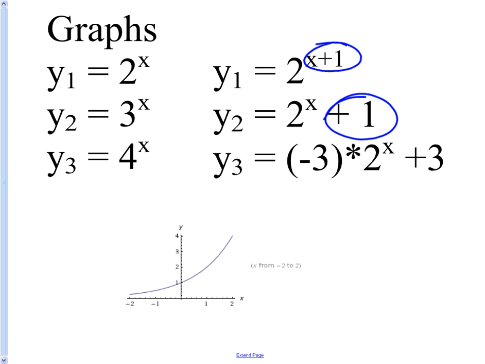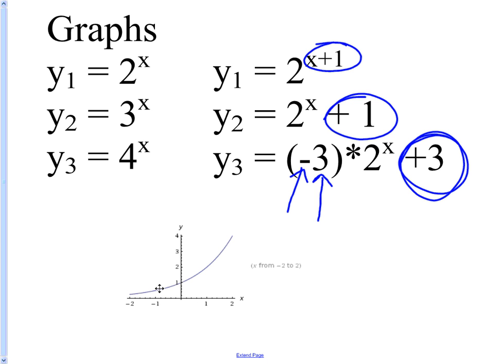That would move the whole graph where? Up 1. What would this do to the whole graph? Up 3. What would the 3 of that do? Stretch it 3 times taller, and what would this negative do? Flip it which way? Up, down. Okay, so all of a sudden it's going to be going down instead of going up.